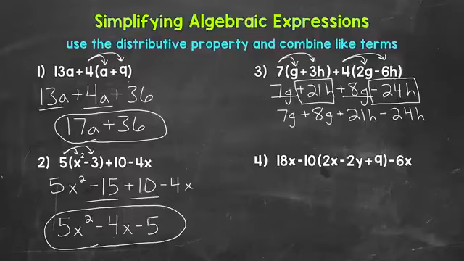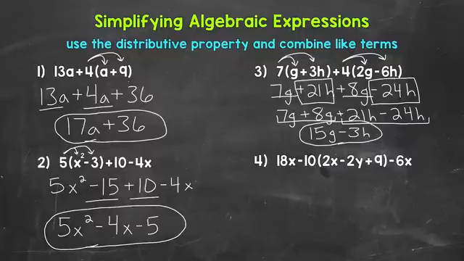So like I mentioned, it's a little simpler to combine the like terms. So now we can combine like terms. Let's start with 7g and 8g. 7g plus 8g gives us 15g. Then we have 21h minus 24h. So positive 21h combined with negative 24h. That gives us negative 3h. So minus 3h. And this is our final simplified expression, 15g minus 3h.